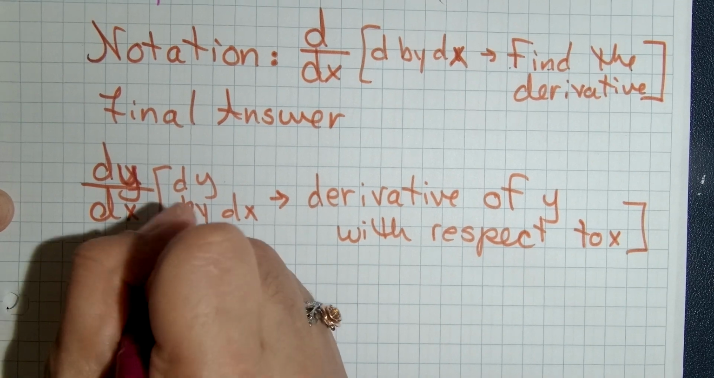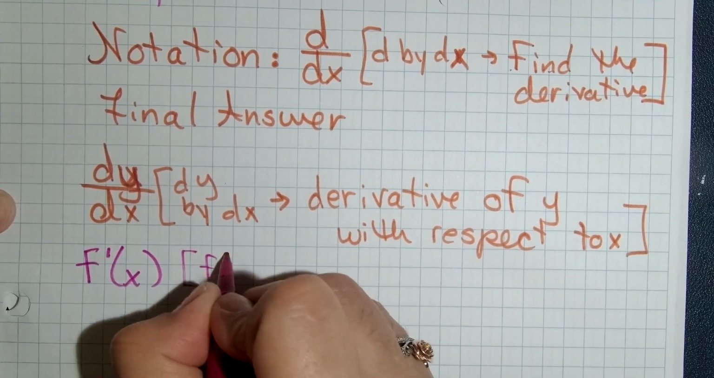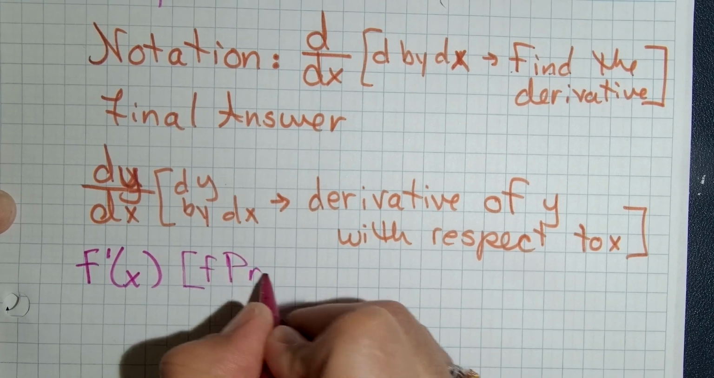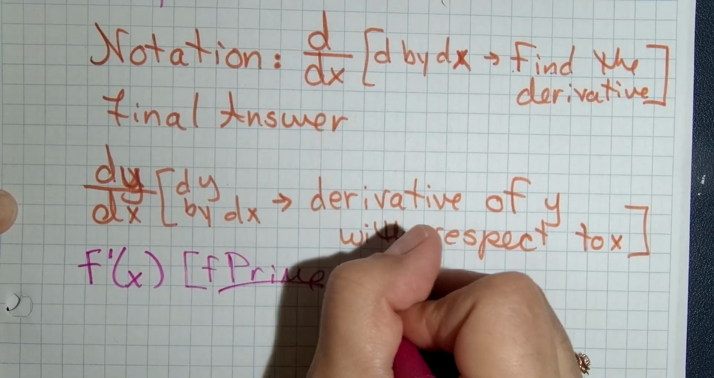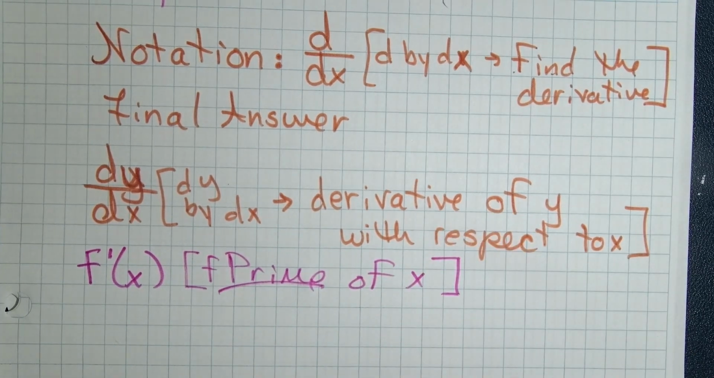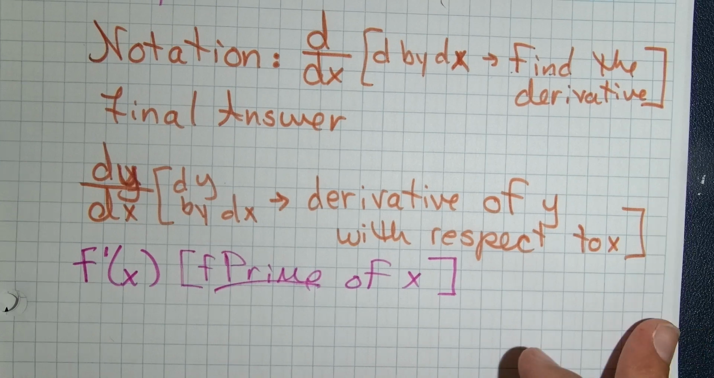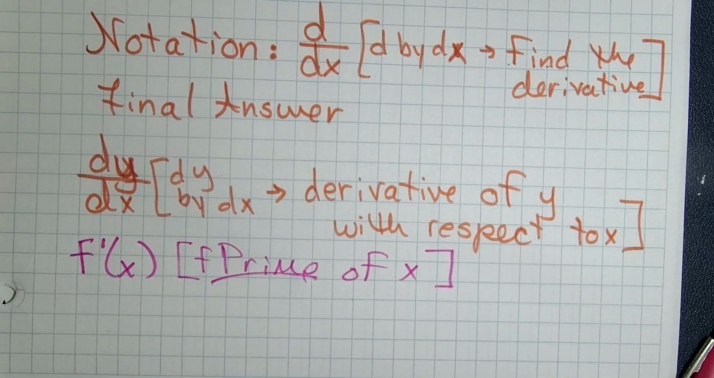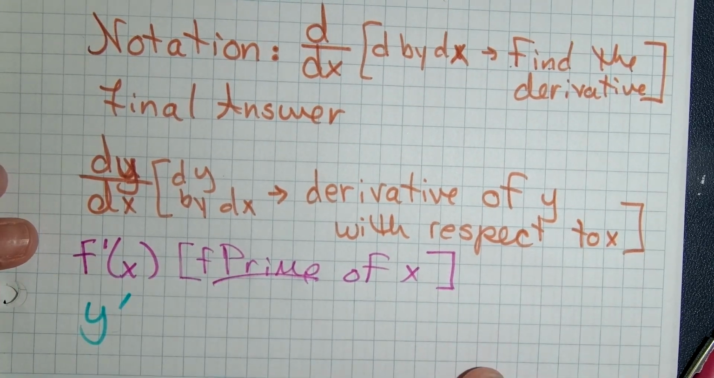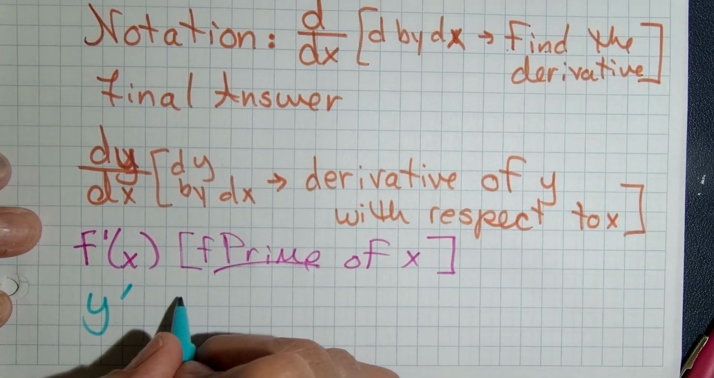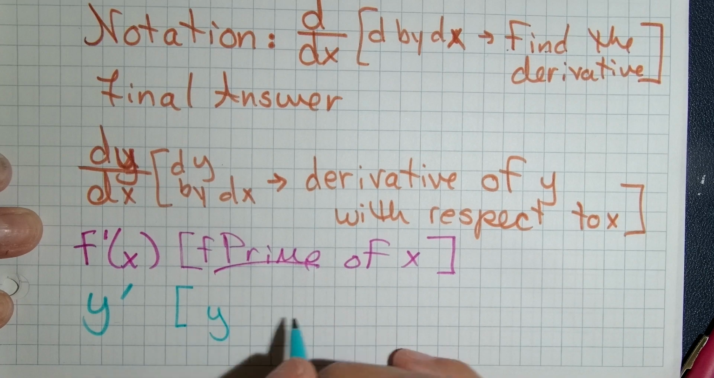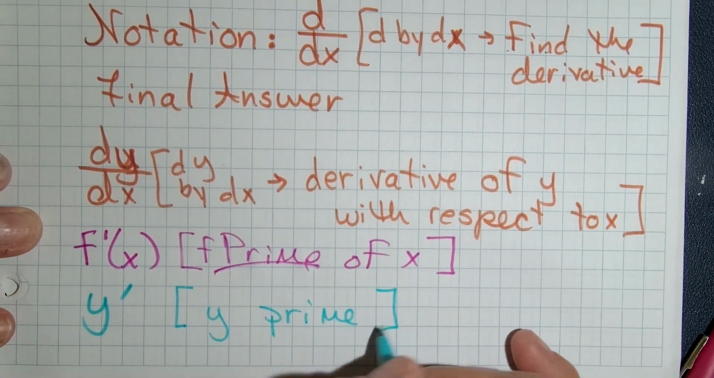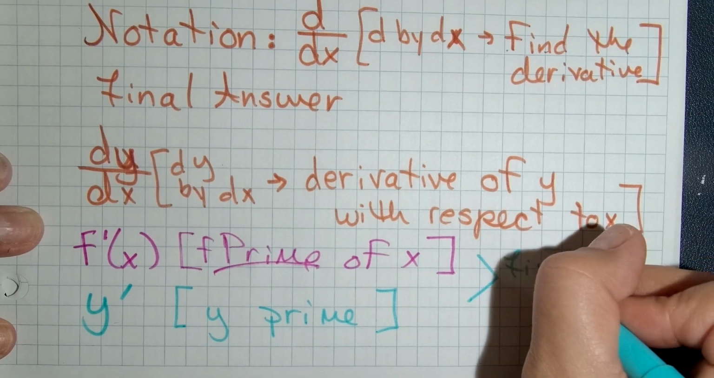Then we have f prime of x. This is going to be used for functions. F prime of x. Not f1 of x, not f dash of x. It's f prime of x. Prime. Okay? This means that this is the final answer for the derivative. Then last but not least, we're going to have y prime. Can you see that color? Yes or no? Again, these two things imply the final answer of the derivatives.